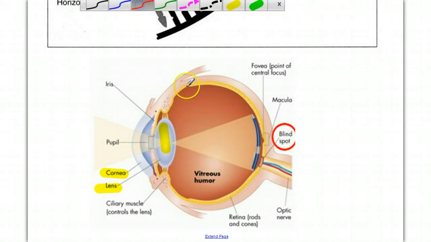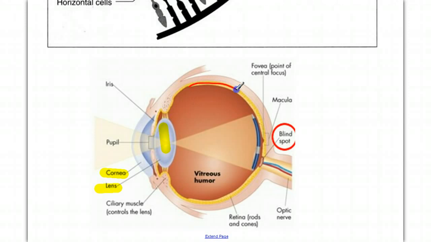Speaking of the back of the eye, this layer of cells here, this yellow layer, is the retina, and it's in the retina that we have our receptor cells, our rods and cones, that are going to actually be stimulated by the energy from light and transduce that energy into neural impulses.